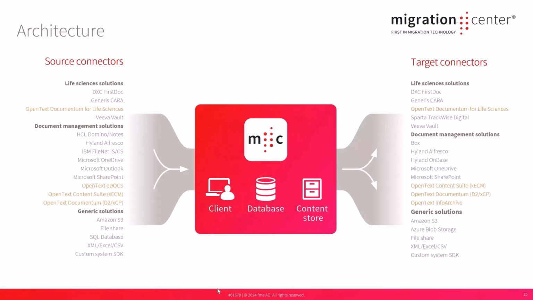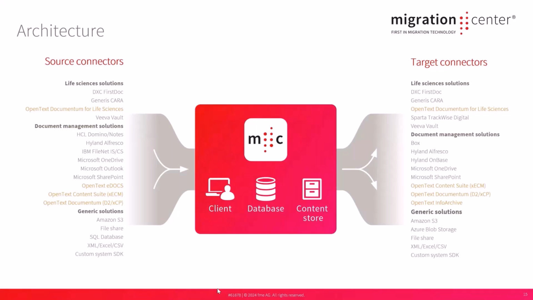A little bit about the architecture will be mentioned in a bit, but here you can see that we have a lot of source connectors, and we also have a lot of target connectors out of the box. So you can combine them and get more than 250 out of the box reusable paths. And as you can see on the left-hand side, you see all our source connectors, OpenText Documentum for Life Sciences, eDocs, xCC, MD2, xCP. But we also have generic solutions.